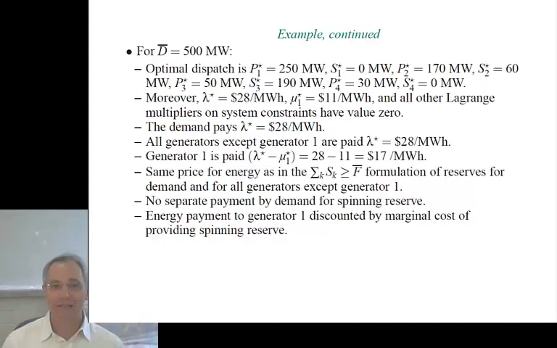And that is the same remuneration to all the generators except for generator 1. However, in this case, generator 1 receives a discounted energy payment, and unlike the previous fixed reserves formulation, there's no separate payment by demand in this case for spinning reserve.